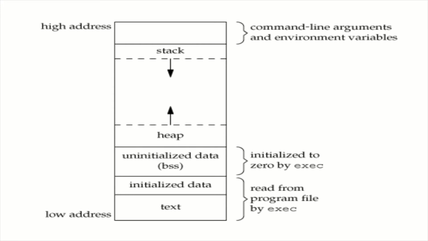This figure shows how memory is allocated. It starts from the higher address and goes to the lower address. Usually the text and the initialized data are available at the lower addresses. These two are combined and read from the program file at the time of execution. Then the uninitialized data, called BSS, is initialized to 0 at the time of execution. Initially the value is held as 0; later, a new value is held at that location.